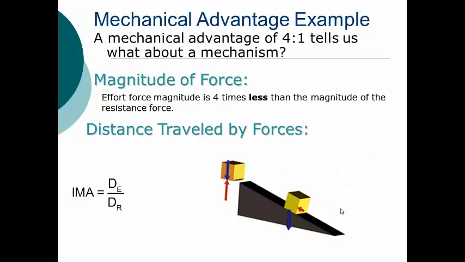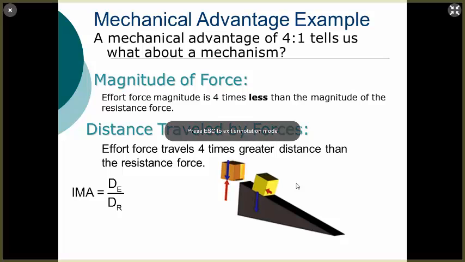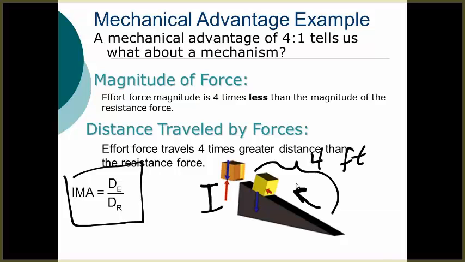If we focus on the distances traveled by the forces, the effort force has to go 4 times the distance than the resistance force. If I compare lifting a box straight up to pushing it up the ramp, it's taken me 4 times less effort to push it up the ramp. So my ideal mechanical advantage, where that 4 times greater distance comes from, is our ideal mechanical advantage that you see in the bottom left. So the distance of my effort, okay, so the effort would be directed along the ramp, that has to be 4 feet for every 1 foot I lift it up.